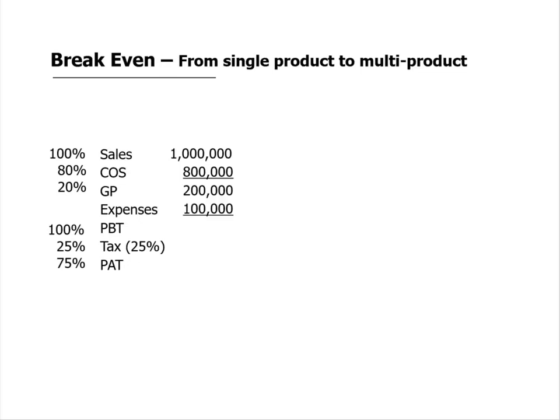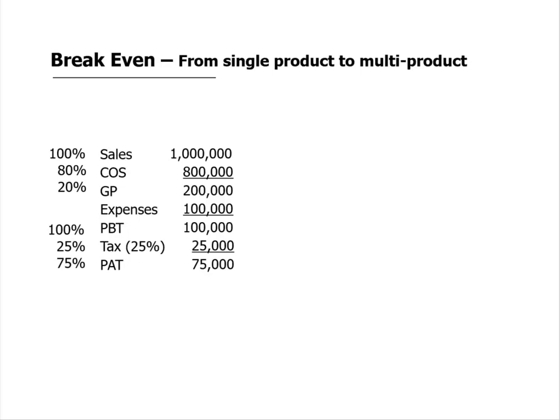For this example, let's just assume that our expenses are 100,000. So GP less expenses will get us a profit before tax of 100,000. And we're calling that 100% of our profits. So let's pay away 25% in taxes, and we will be left with 75,000 Rand in profit after tax. So I'm hoping that you can clearly see that the numbers are represented in the same proportions as the percentages.